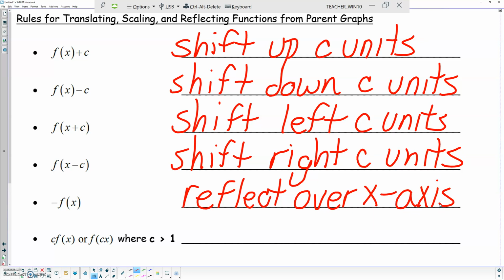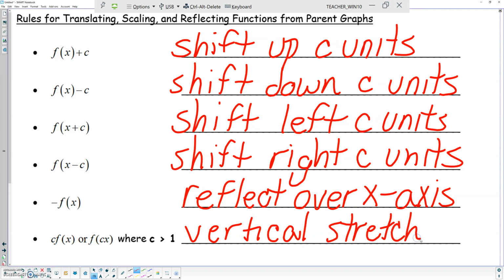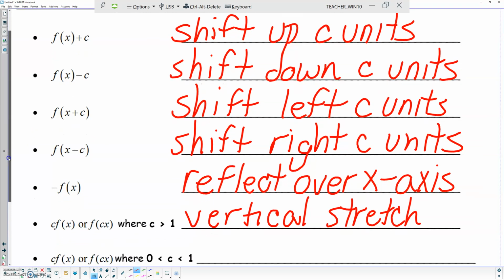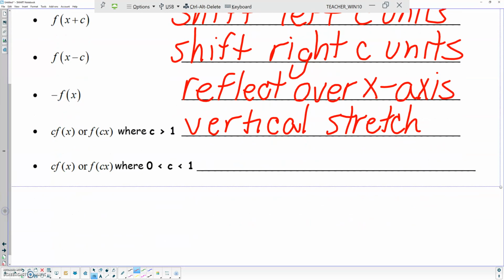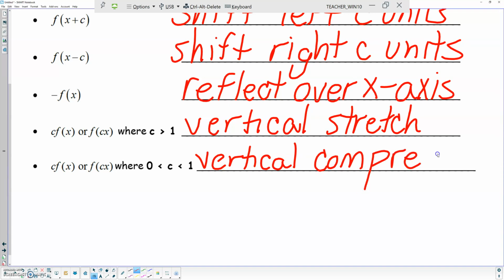Okay, when we multiply by a number greater than 1, that's a vertical stretch. Okay, so that's when the points are closer to the y-axis. All right, that's when your graph gets skinnier or narrower. All right, when you multiply by a value that's greater than 0 but less than 1, that's considered a vertical compression. So that's when the points move further away from the y-axis.